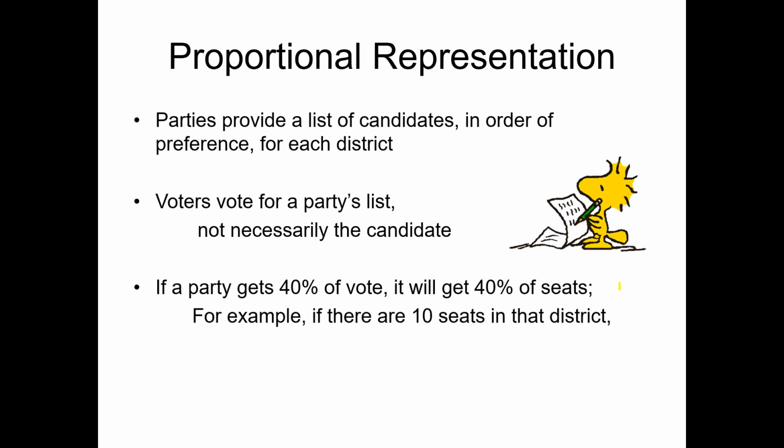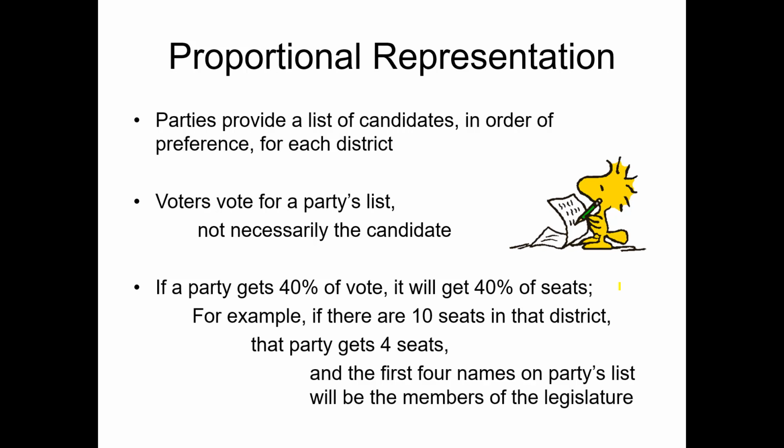For example, let's just assume that there's 10 seats that are being elected in each district. So what each party would do is provide a list of 10 candidates from their party in order of preference. So therefore, if the party gets 40% of the vote, it will get 4 out of those 10 seats that will be sitting in their Congress. And what will happen is, this is why it's order of preference, the first 4 names on that party's list will be the members that will go to that legislature.